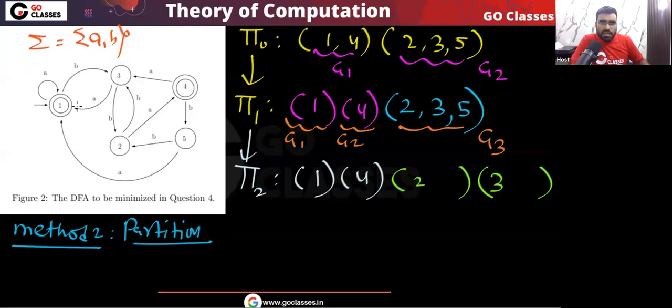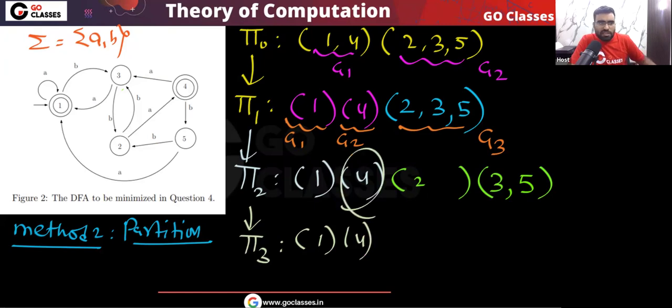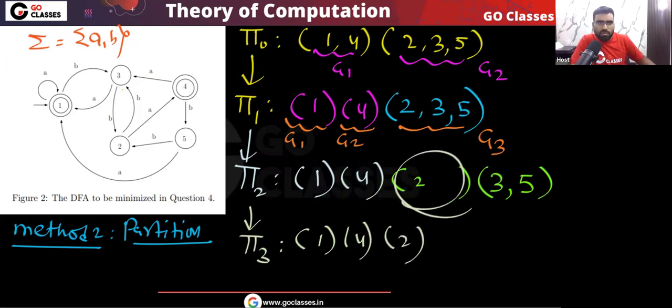On A, 3, 5 are going to group 1. And on B, they are going to group 3. Yes or no? So I can say that 3, 5 will stay together. Okay, so this is your pi 2. Now let's see pi 3. There is only one state in each of the other groups, nothing to check. We only have to check 3, 5. Yes or no?